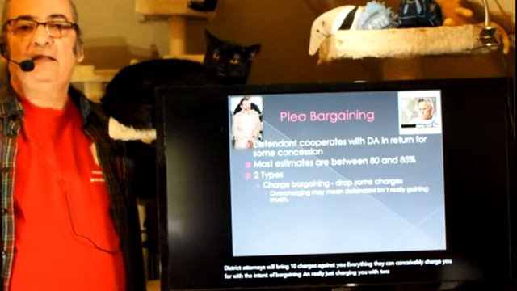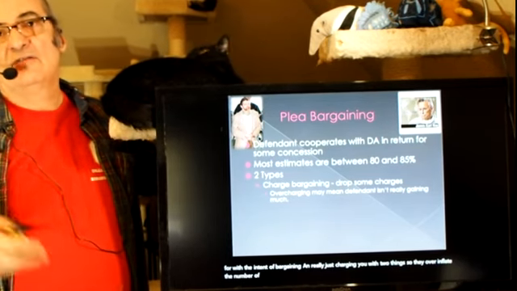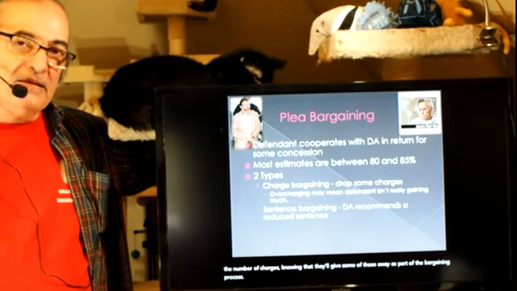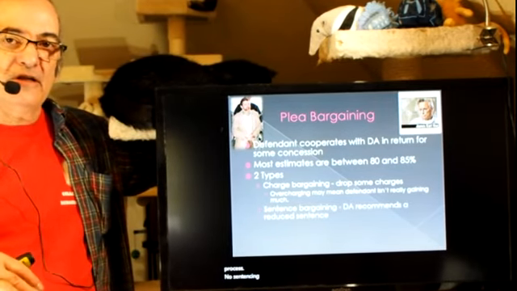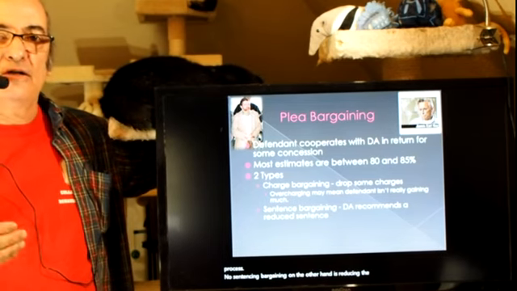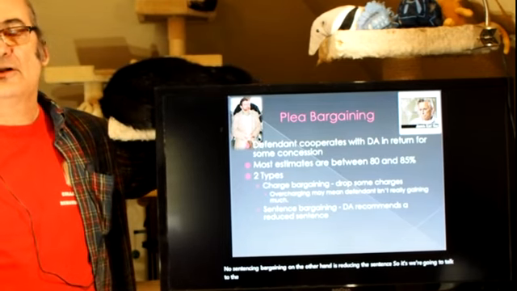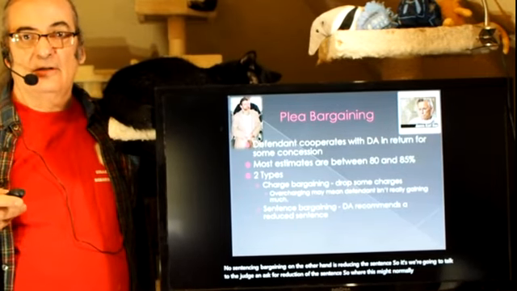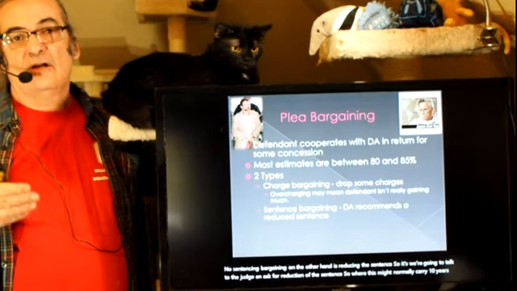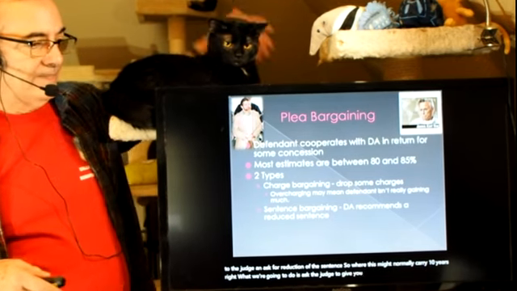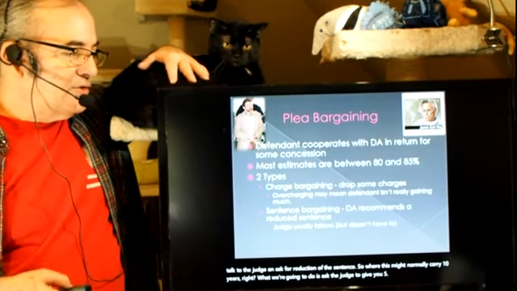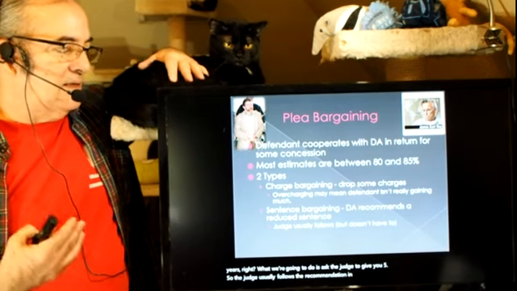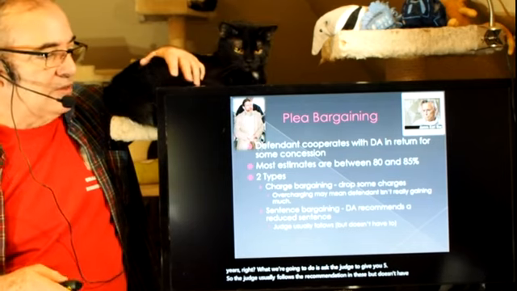So they overinflate the number of charges, knowing that they'll give some of those away as part of the bargaining process. Now, sentencing bargaining, on the other hand, is reducing the sentence. So we're going to talk to the judge and ask for a reduction in the sentence. Where this might normally carry 10 years, what we're going to do is ask the judge to give you 5. Okay? So the judge usually follows the recommendation in these, but doesn't have to. So it's still up to the judge ultimately.